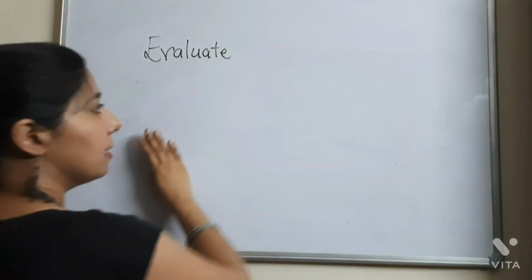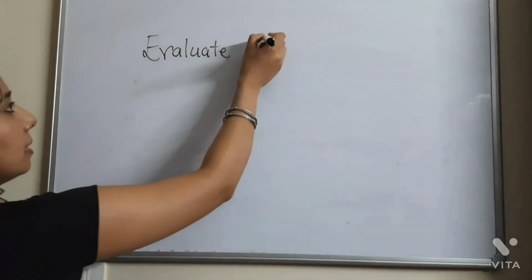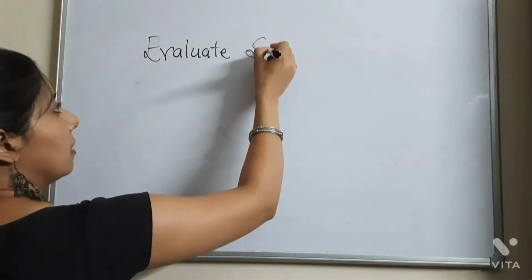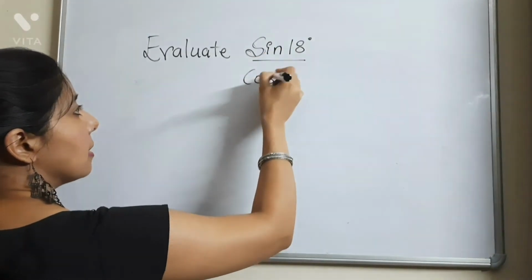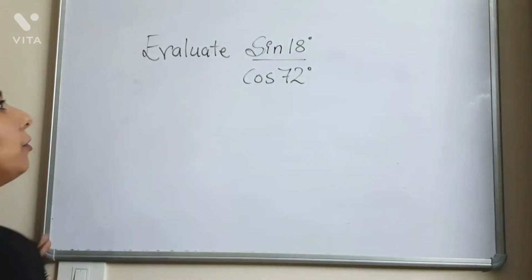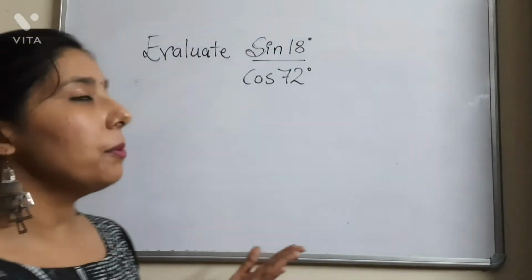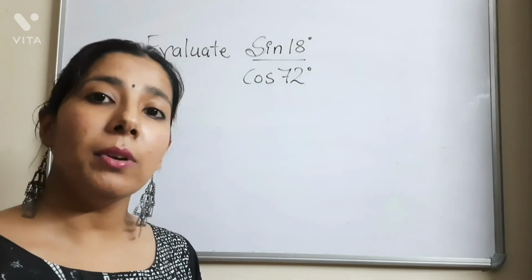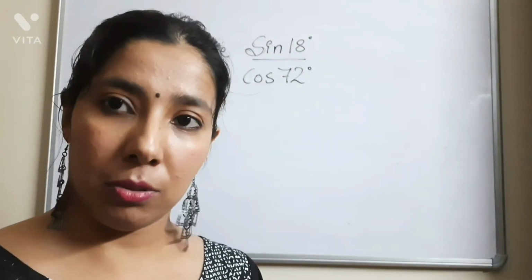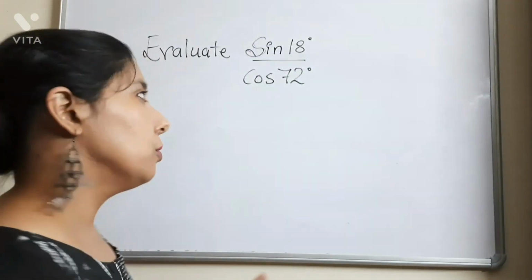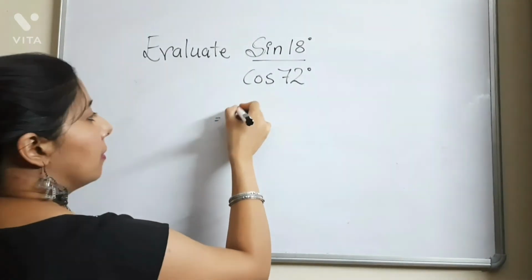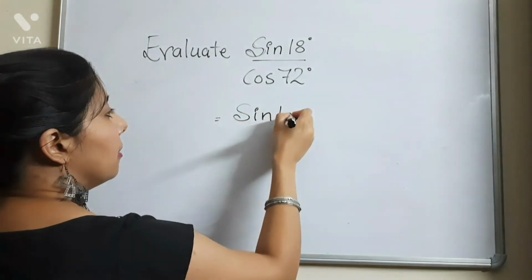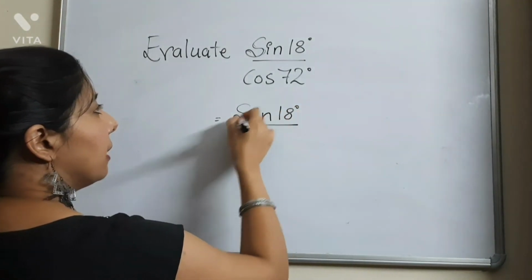If the question says evaluate sine 18 degree upon cos 72 degree. Now again you can see that sine makes a complementary pair with cos. So it means you can change either sine to cos or cos to sine. That's up to your wish only. So now I'm changing this cos to sine. Doesn't matter which theta you are taking, you can take either of them.